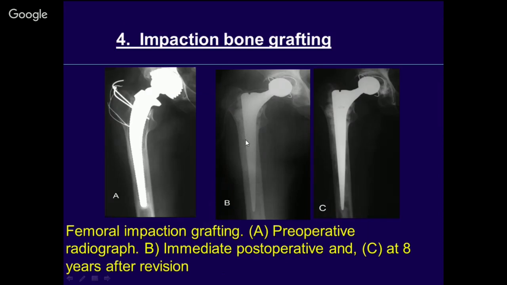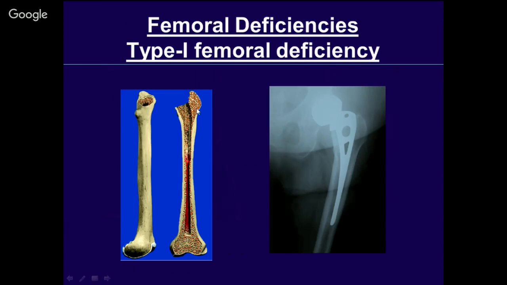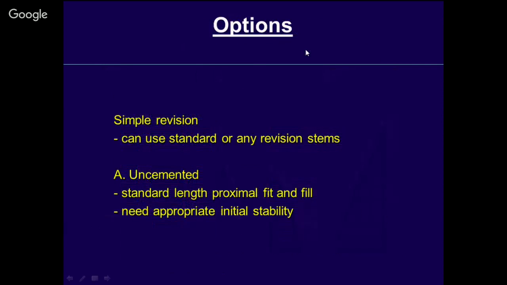We remove the implant, impact the bone graft, and use a cemented implant. Now we start with the classification. Type 1 has minimal metaphyseal cancellous bone loss and an intact diaphysis. This is a type 1 femoral deficiency. Option: simple revision, can use a standard or any revision set. It may be an uncemented standard length proximal fit, needing appropriate initial stability.